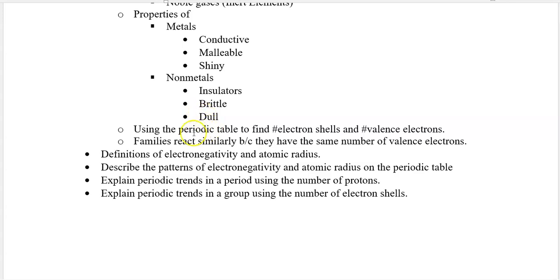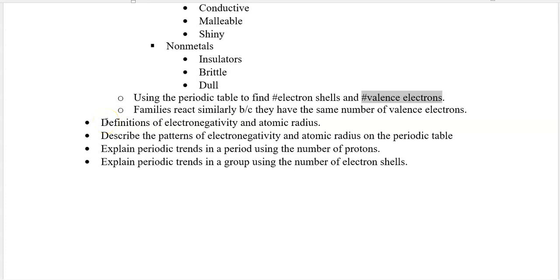You also need to use the periodic table to find the number of electron shells and the number of valence electrons. We actually learned how to find the number of valence electrons from the periodic table already in Unit 2, but we didn't really practice it, so we'll cover that again. And then you need to know that families react similarly because they have the same number of valence electrons.